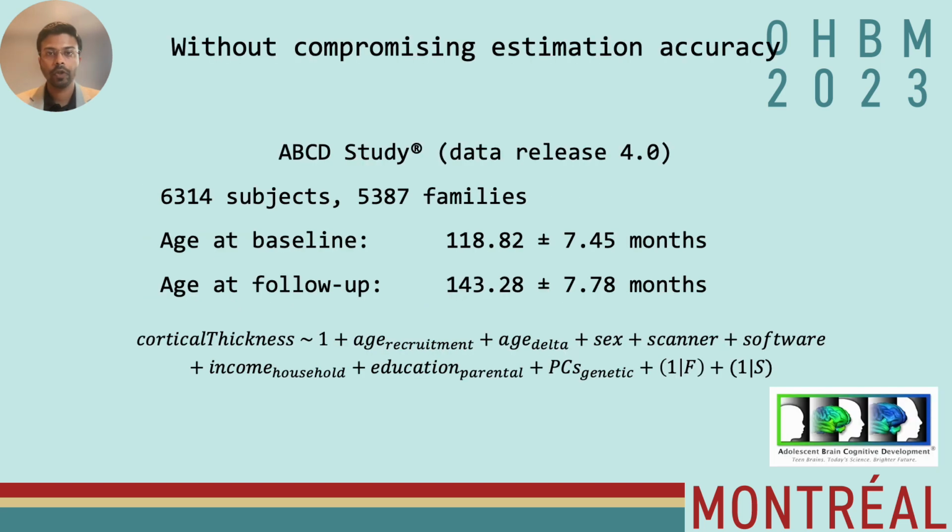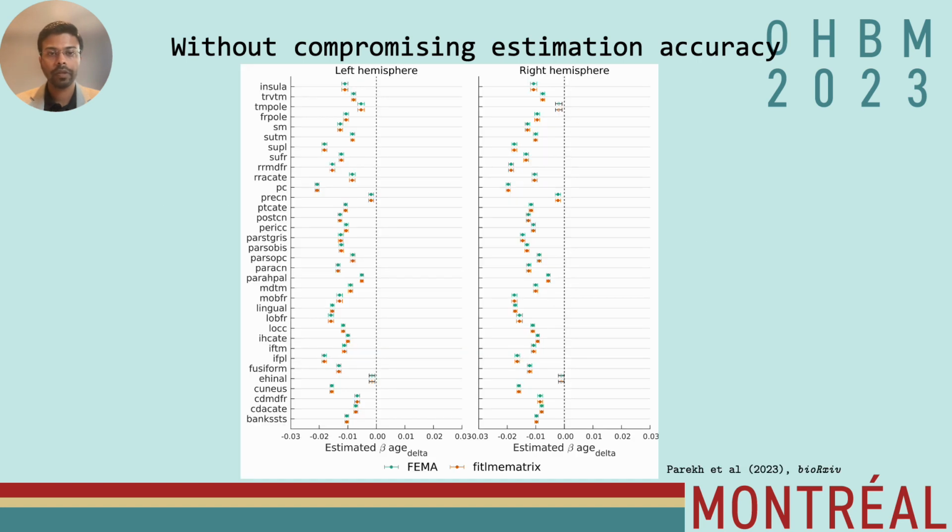The key thing that I want to highlight here is that FEMA achieves this kind of computational efficiency without compromising estimation accuracy. In this particular example from the ABCD study, we fit an ROI level cortical thickness model across 6,314 subjects, and this was repeated measures, so there were 2 time points. This is how the model estimates look for each of the various ROIs on the left and right hemisphere.